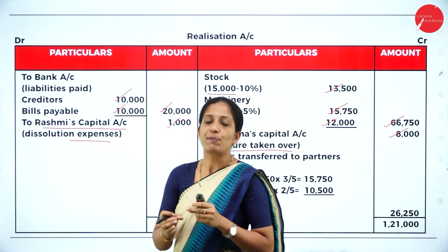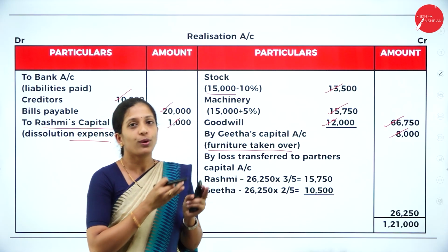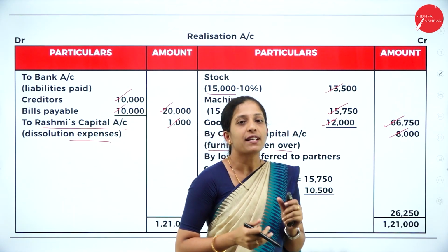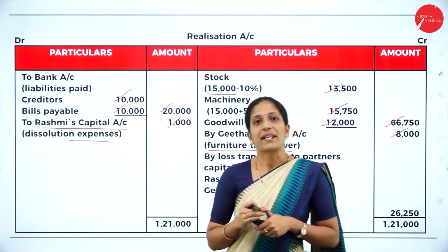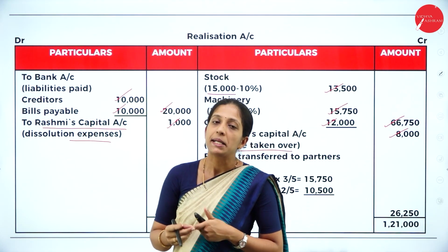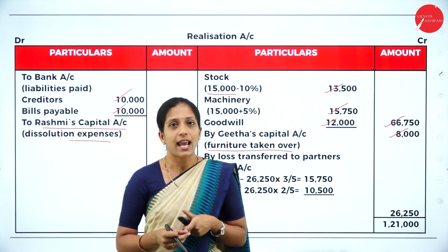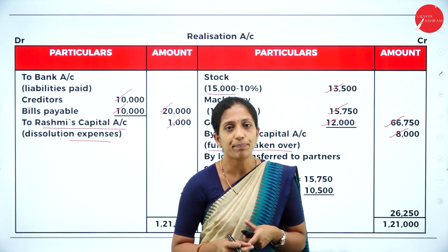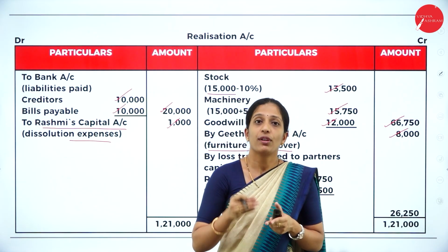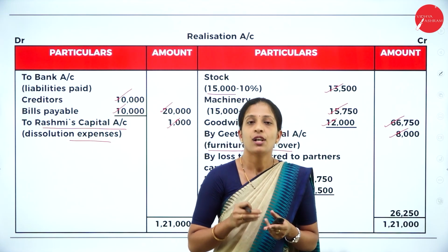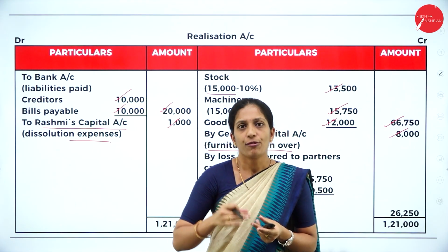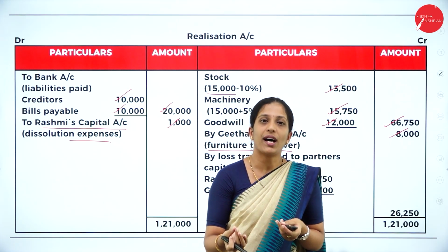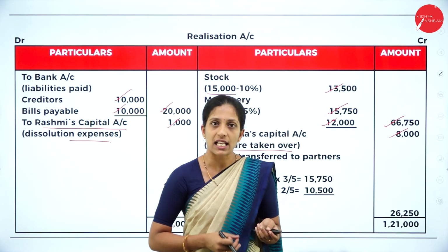So there are certain steps to be followed under dissolution. Only your realization account is quite lengthy. What are the steps to be followed? First step, take all the assets except cash, bank, profit and loss account. Second step, take all the liabilities except reserve fund, profit and loss account, partner's capital and partner's loan. Third step, record the entry for assets realized. Fourth step, for asset taken over. Fifth step, liability paid. Sixth step, if any liability is taken over. And the last step is for dissolution expenses.